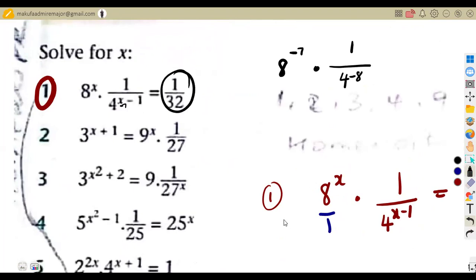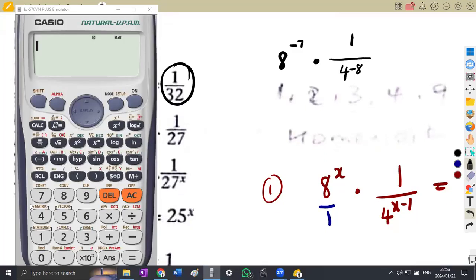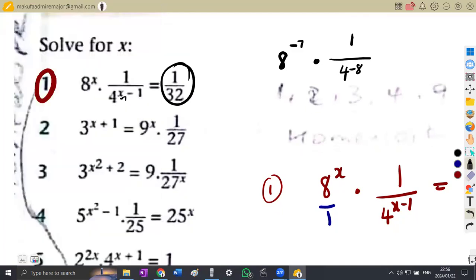Let's see if we are going to get 1 over 32. If not, then it means this value of x is wrong, then we have to check our question again. We said 8 to the exponent of a negative 7, times 1 over 4 to the exponent of a negative 8. So this gives us 1 over 32, which is the same as this 1 over 32 that we are seeing. So it means the value of x that we are having there is a correct value.